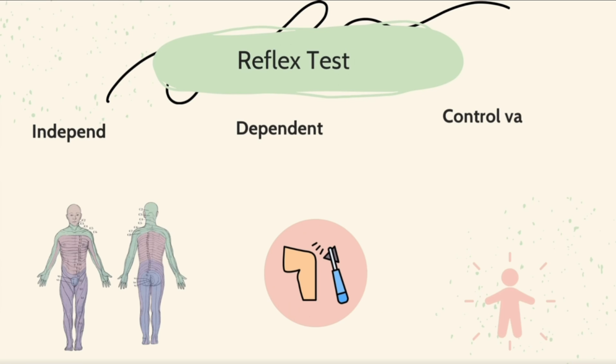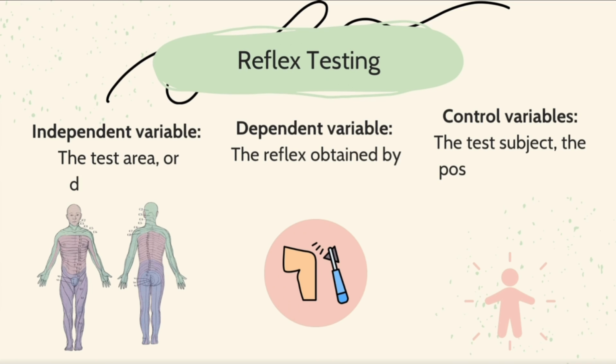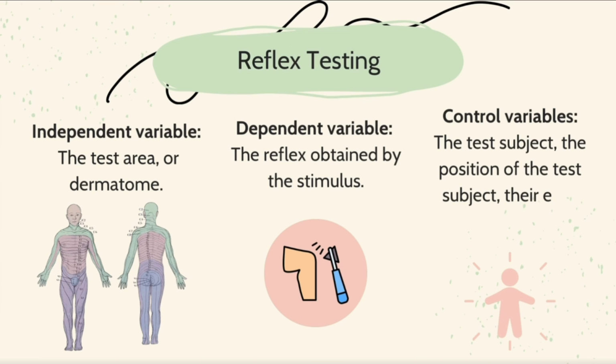Now, in phase 2, the reflex testing, here the independent variable was the area of the body or the dermatome, while the dependent variable was our observation of whether the reflex response was positive or negative. Here the control variables are similar: the test subject, the position of the test subject, and the procedure of the checking of the reflexes.